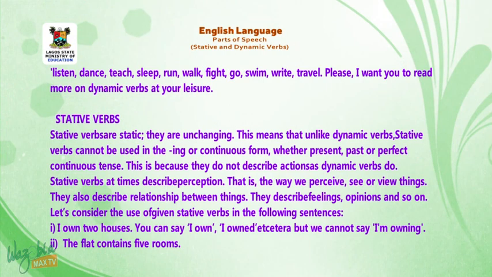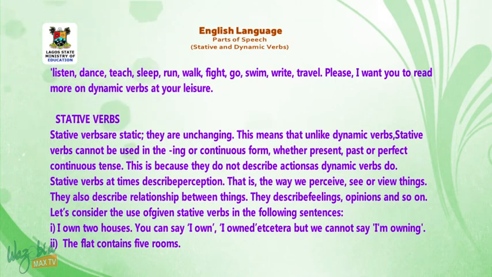Stative verbs at times describe perception, that is, the way we perceive, see, or view things. They also describe relationship between things. They describe feelings, opinions, and so on. Let's consider the use of given stative verbs in the following sentences.